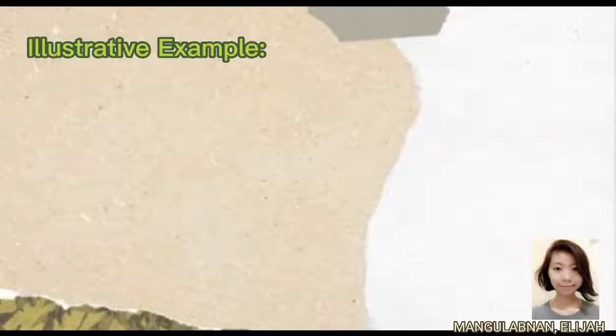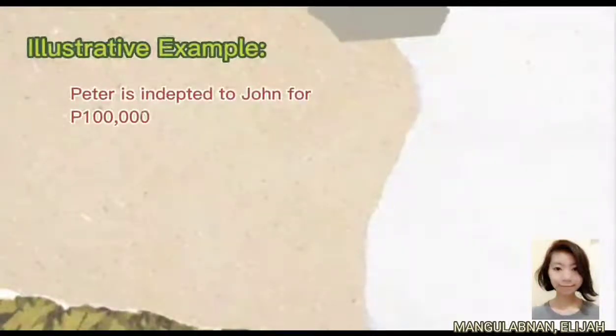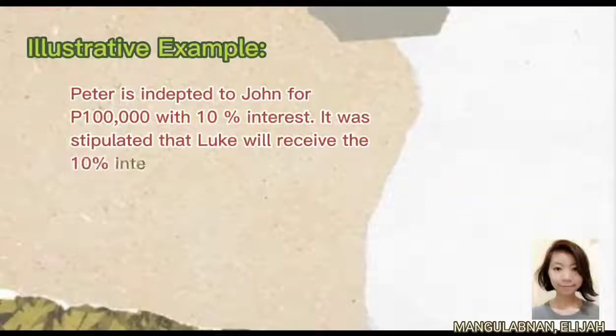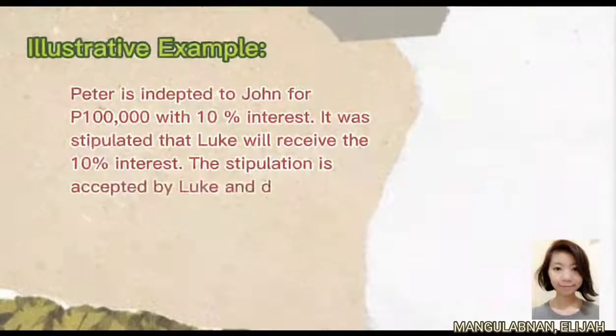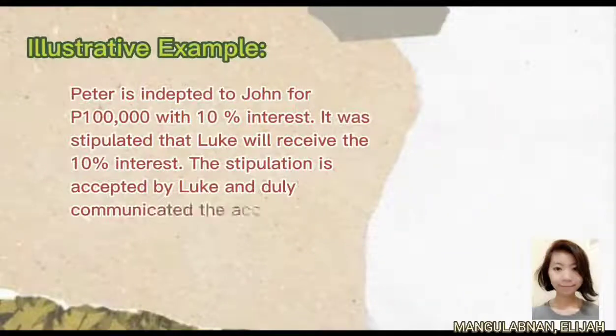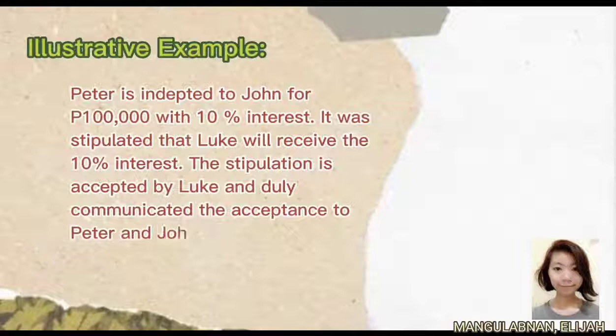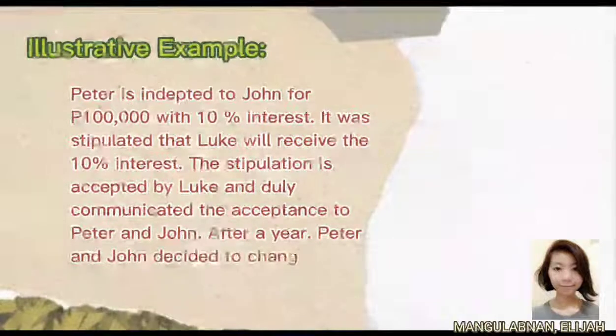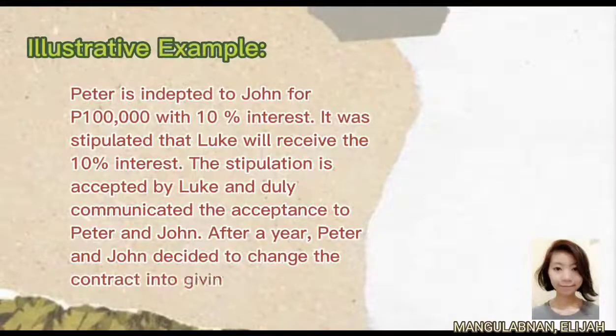Let's have an example. Peter is indebted to John for 100,000 pesos with 10% interest. It was stipulated that Luke will receive 10% of the interest. The stipulation is accepted by Luke, and he duly communicated the acceptance to Peter and John. After a year, Peter and John decided to change the contract into giving a specific house and lot.